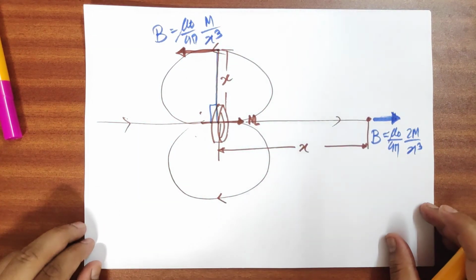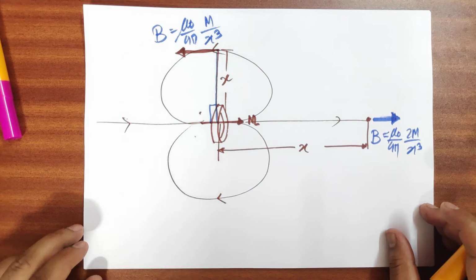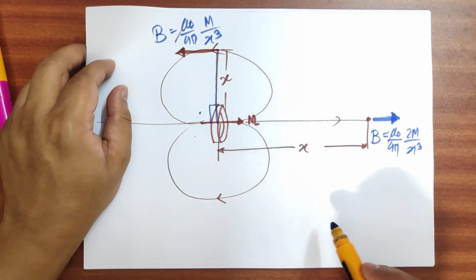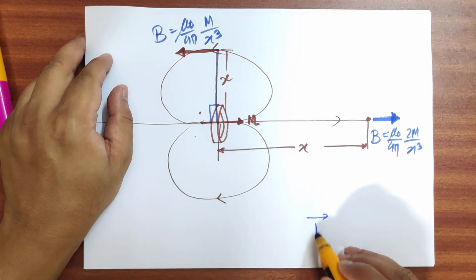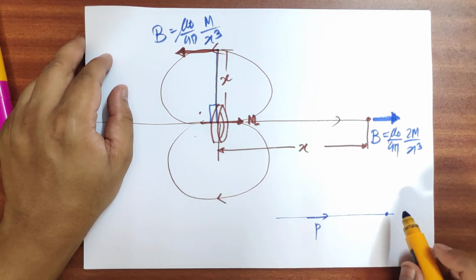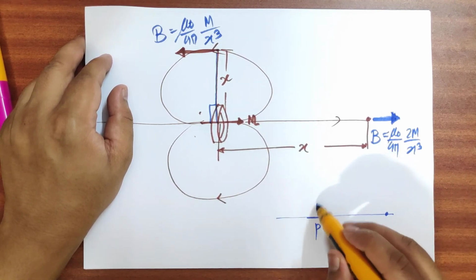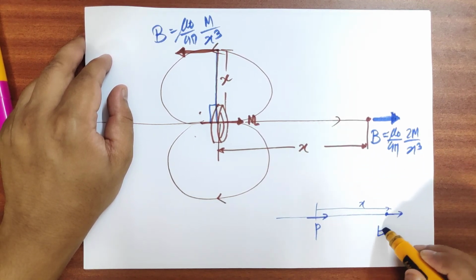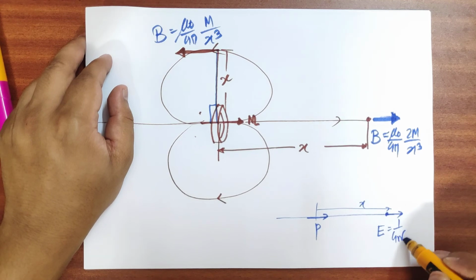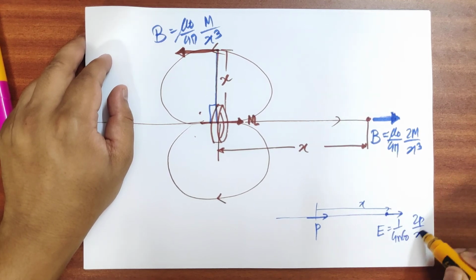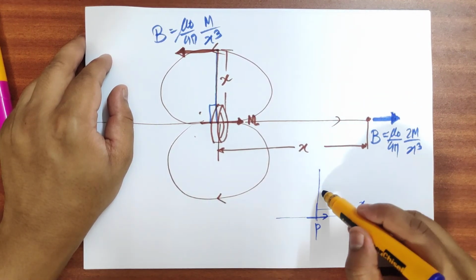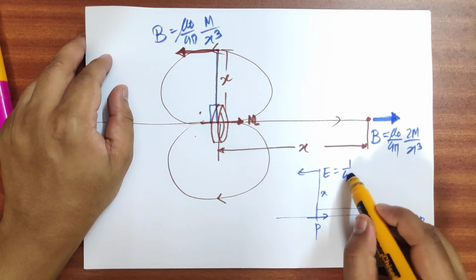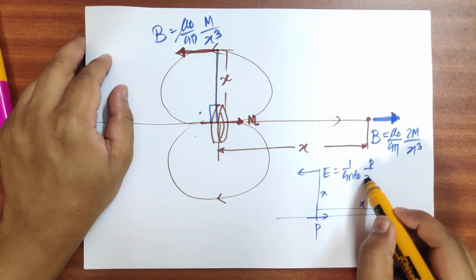Pretty similar to the electric dipole. In the electric dipole, what did you have? There, at the end side position, the electric field is 1 by 4 pi epsilon naught 2P by x cube, and at the broadside position the field was 1 by 4 pi epsilon naught P by x cube.